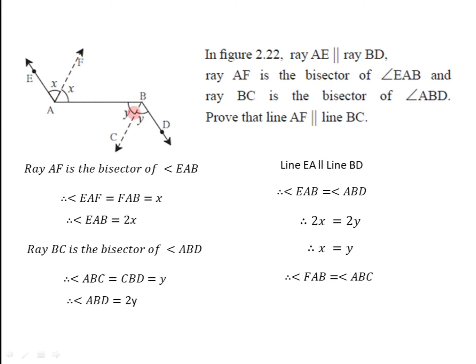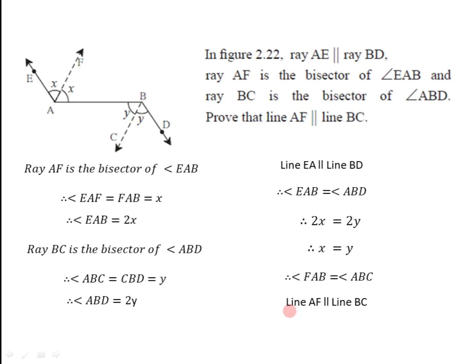Watch these two angles. If we consider line AF and line BC, and AB as their transversal, then these two angles, angle FAB and angle ABC, are alternate angles, and we have found that they are equal. So by the alternate angles test, we can conclude that line AF is parallel to line BC, because if two lines are given and a pair of alternate angles is congruent, then those two lines must be parallel.